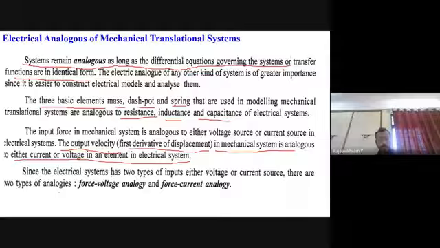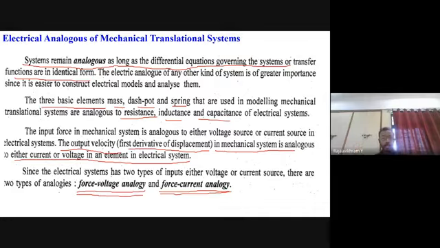So next, since electrical system has two inputs, whether it may be a voltage source or current source, therefore there are two types of analogy: force voltage analogy, another one is force current analogy. Okay, so any doubt? We have observed the three important points: mechanical system, mass, spring, dashpot. Equivalent electrical system, for mass it will be a resistance, dashpot it will be inductance, spring it will be a capacitance. This is the first important point.